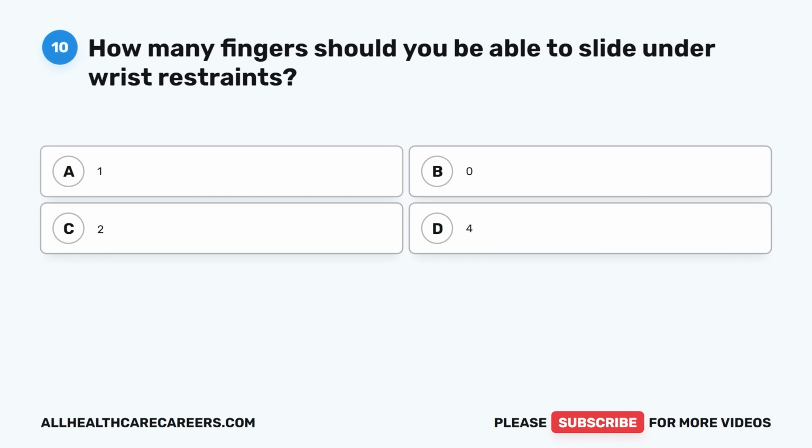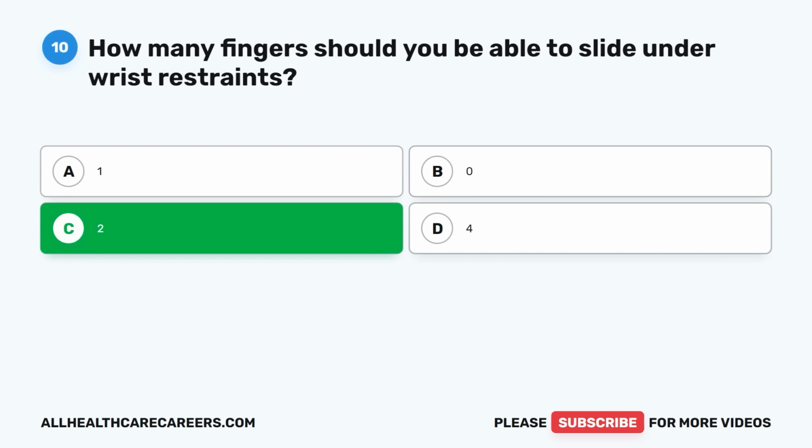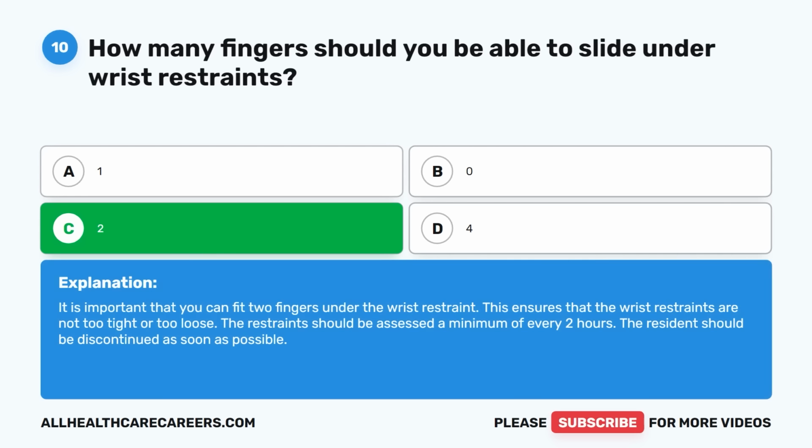Question 10. How many fingers should you be able to slide under wrist restraints? A. 1. B. 0. C. 2. D. 4. The correct answer is C. 2. It is important that you can fit 2 fingers under the wrist restraint. This ensures that the wrist restraints are not too tight or too loose. The restraints should be assessed a minimum of every 2 hours. The restraint should be discontinued as soon as possible.